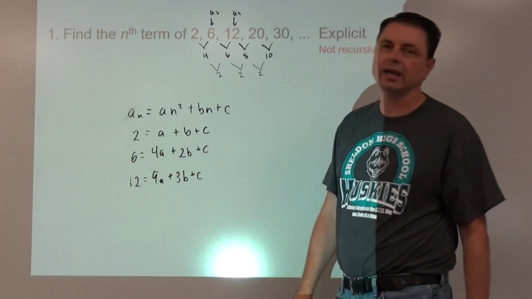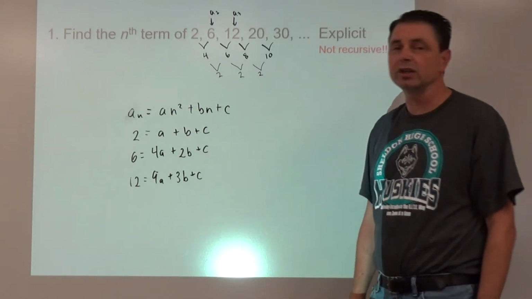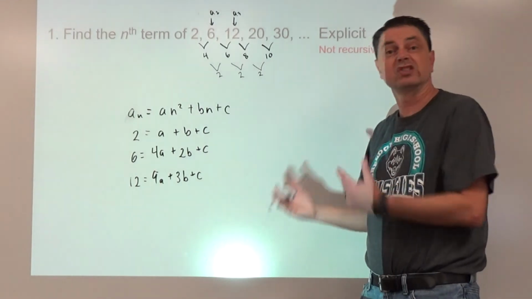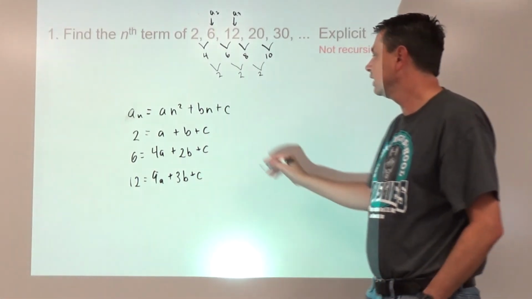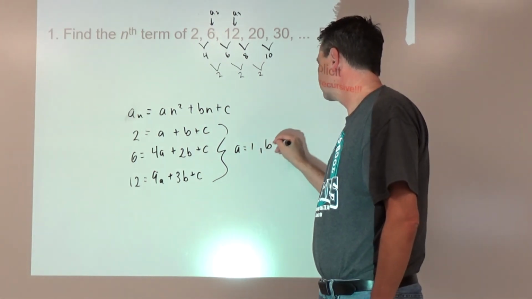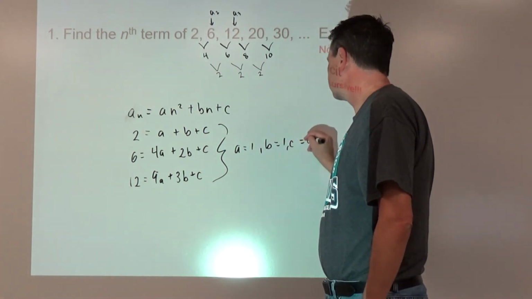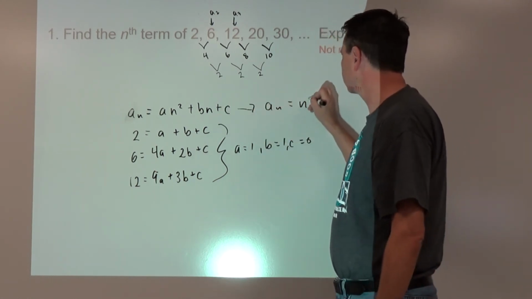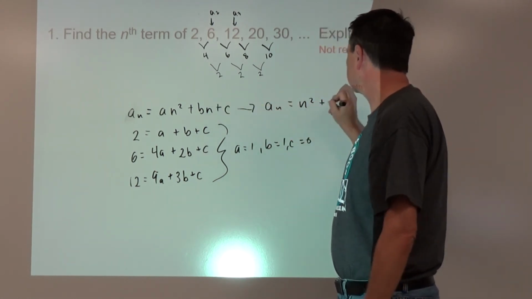So it now becomes a system that you would solve for a, b, and c. And back in chapter 7, we solved systems like this. What you would have found out is that a is equal to 1, b is equal to 1, and c is equal to 0. So our function becomes a sub n is equal to 1n squared plus 1n plus 0.